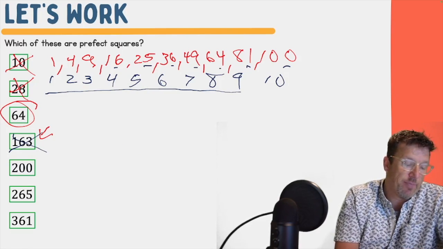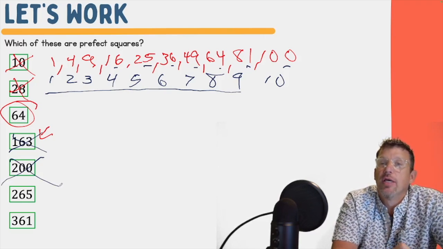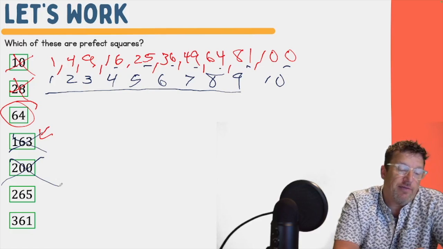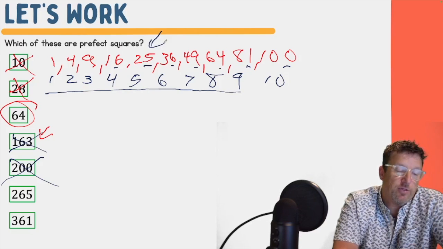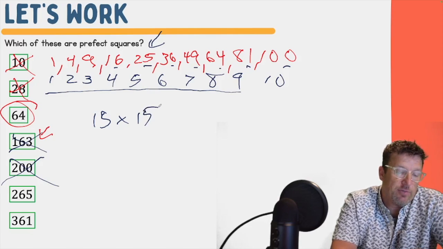All right? And let's see. The next one is what? 265. Do we have any numbers that when multiplied together end in a 5? Yes, we do. We have 5 times 5 equals 25. That does not equal 265. But what's the next one that ends in 5? You're right, 15 times 15. So let's solve that. All right, so what is 15 times 15?